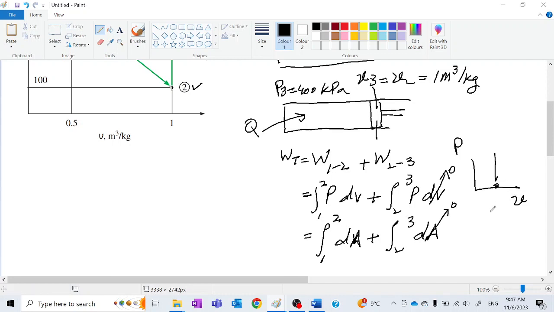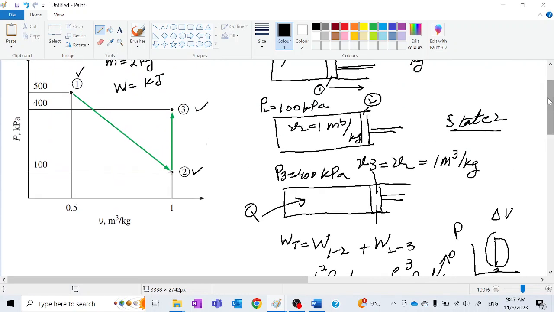And we can see there is no area under the curve. If this line were slightly tilted, for example like that, we know that there would be area under this curve. But in this case, it's a perfectly straight constant volume process, no change in volume. So this work is zero. It means we are only left to find the area under the curve from process 1 to 2 only. So we are only left to measure this entire area to find our answer.